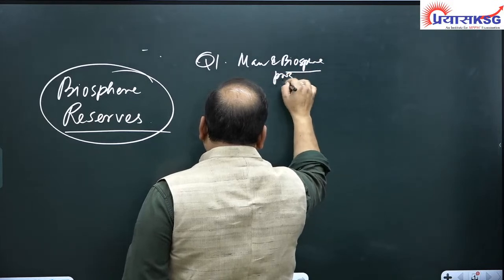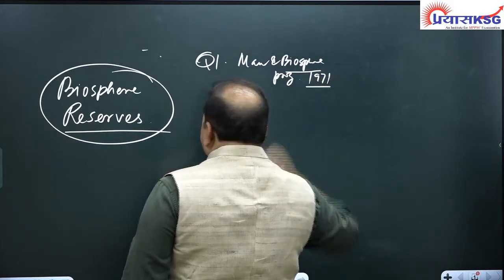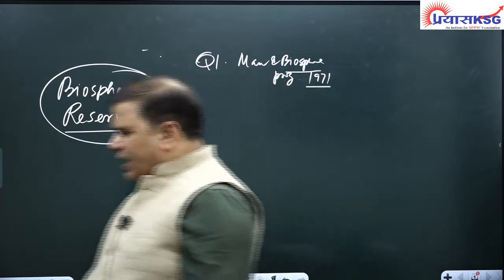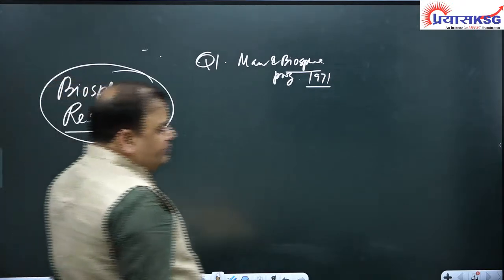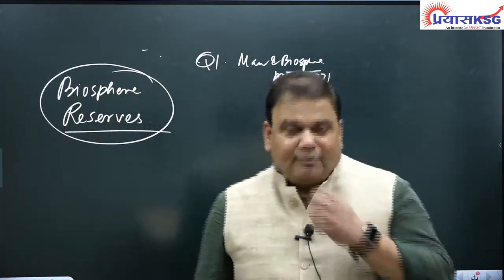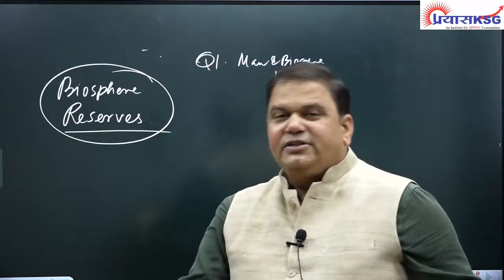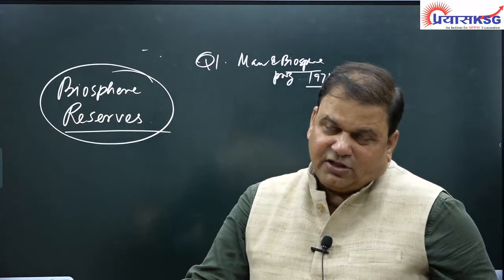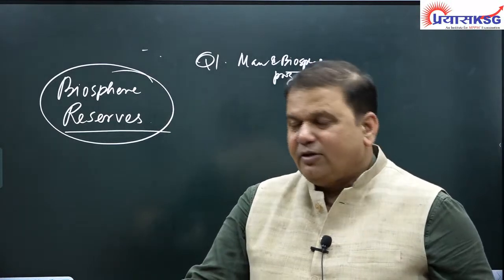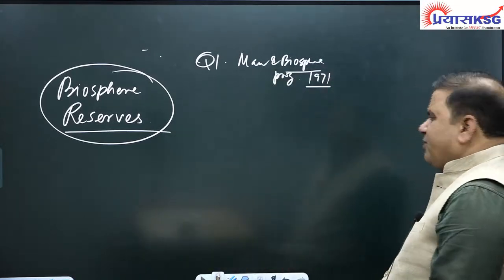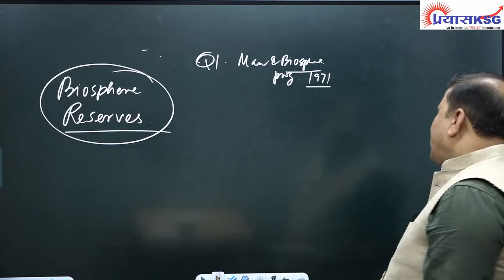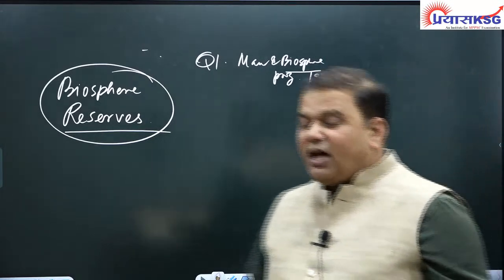Remember one thing about 1971: in 1971 there is the Man and Biosphere Program of UNESCO, and in 1971 also there is the Ramsar Convention of the wetlands. Clear? Ramsar is in Iran. So we'll deal with wetlands later on, but first deal with the Man and Biosphere Program of UNESCO. Under this, biosphere reserves are meant for what?